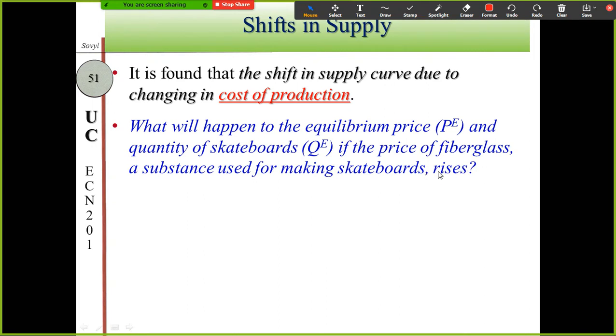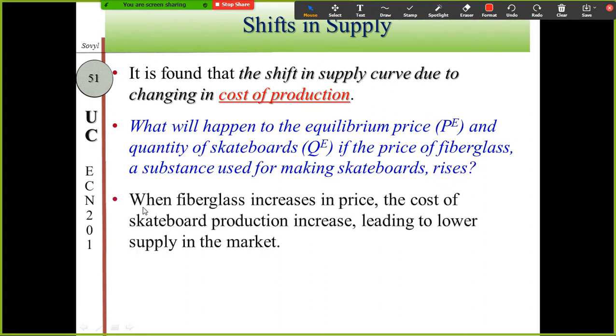So when the price of this material increases, what happens? The cost of production increases. When the fiberglass increases in price, the cost of skateboard production increases, leading to lower supply, lower production, and lower quantity produced in the factory. If we produce less, the supply in the market is also less.